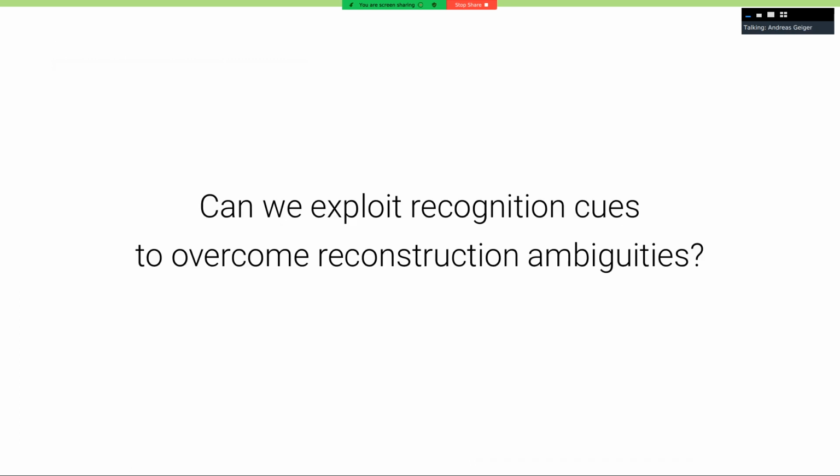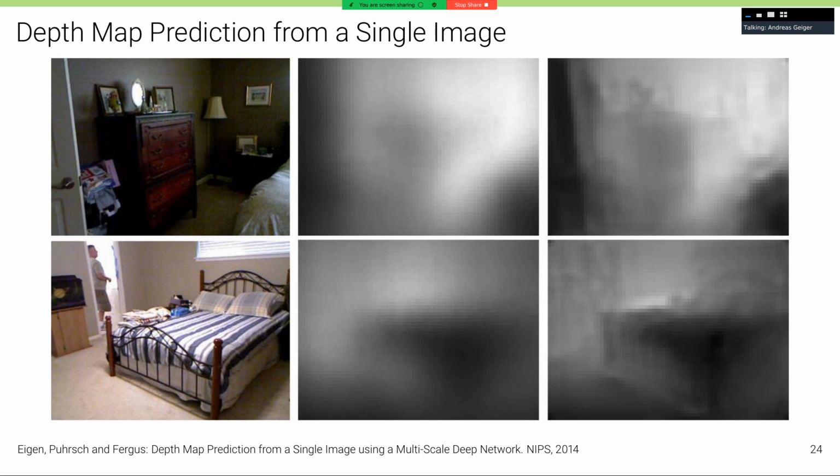So the question that we wonder about here is, can we actually exploit complementary recognition cues to overcome the reconstruction ambiguities? If we reconstruct just using a NeRF or a VolSDF model, then we use reconstruction cues, we use matching cues, but can we also use recognition cues? Now, what do I mean by recognition cues?